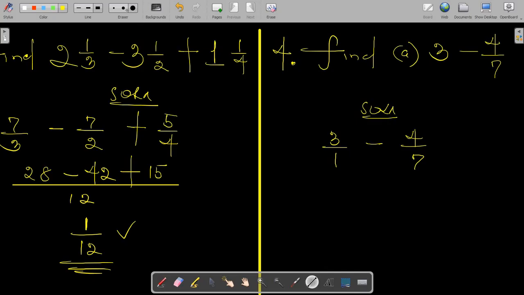So we still look for the LCD or LCM, lowest common multiple or lowest common divisor. So what is the LCM here? It is 7. 7 goes in 1, we have 7. 7 times 3, we are going to have it to be 21 negative. 7 goes in 7, we have 1. 1 times 4, we have it to be 4. So 21 minus 4, we have it to be 17.